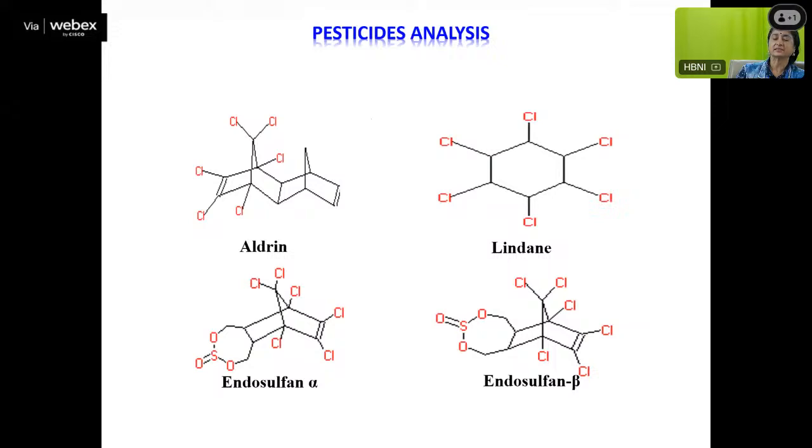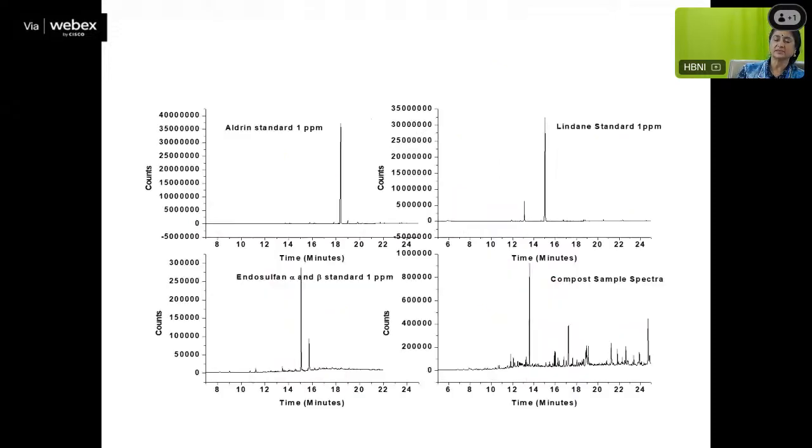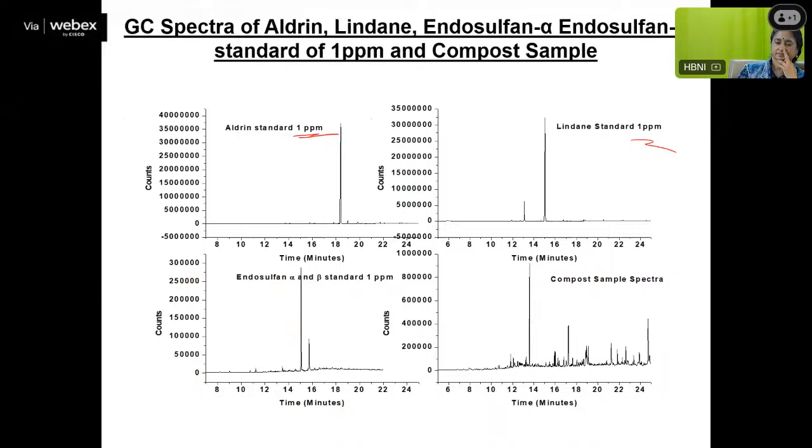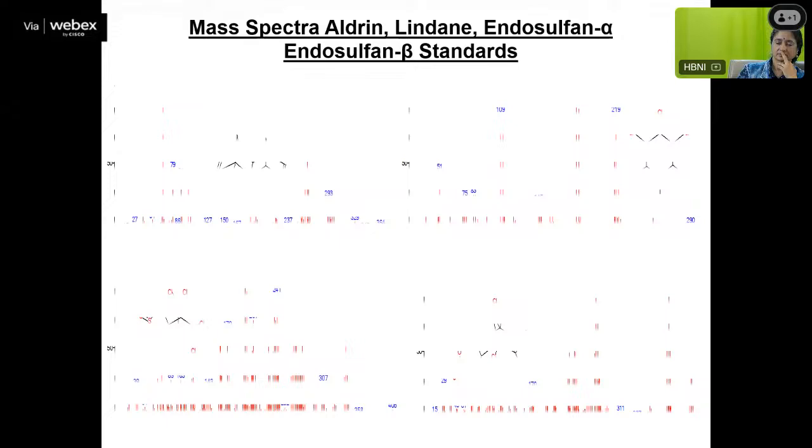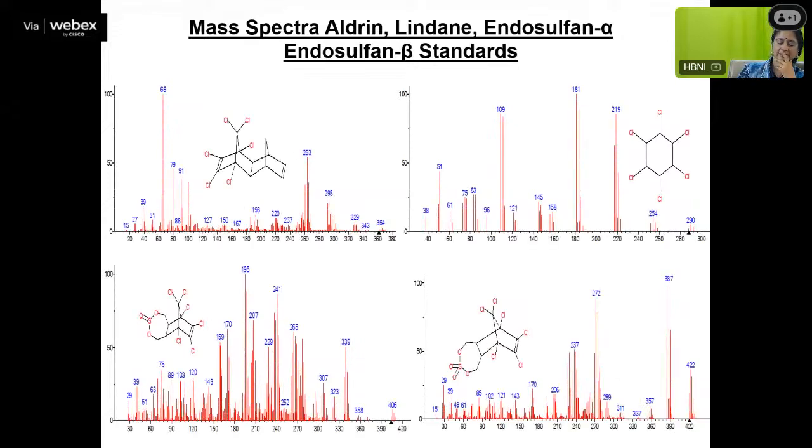So now for pesticide analysis, these are like 4 pesticides you can have, aldrin, lindane. So these are the various pesticides being analyzed in your GCMS. These are the real spectra I am showing you here. You can see this is a 1 ppm spectra for these compounds. So you get the complete GC spectra.